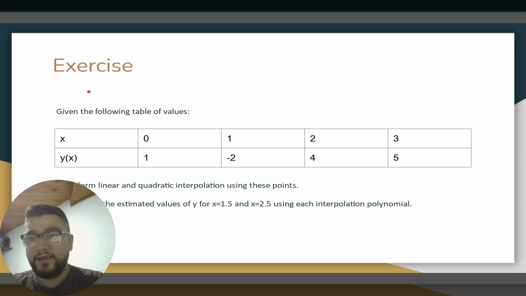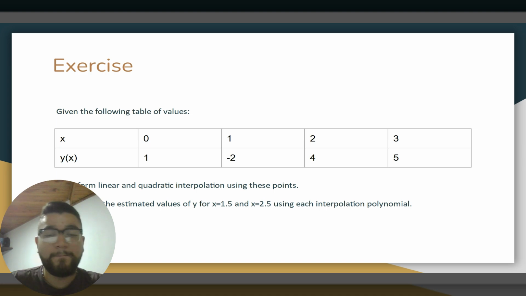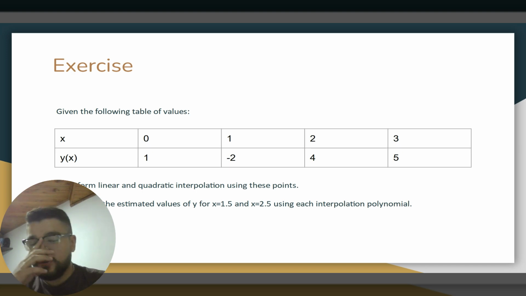Exercise. Given the following table of values of x and values of y, 2 points. A. Perform linear and quadratic interpolation using these points. B. Calculate the estimated values of y for x equal 1.5 and x equal 2.5 using each interpolation polynomial.